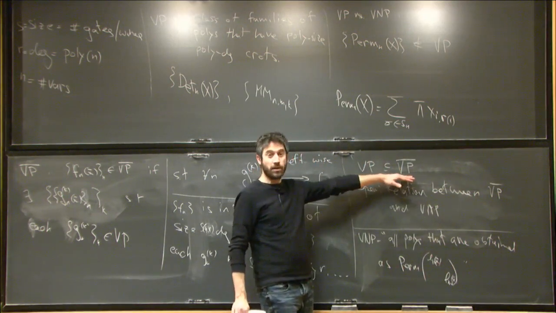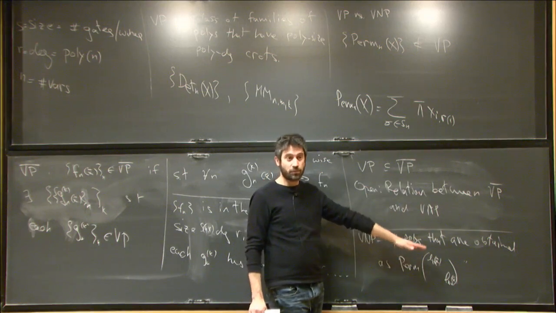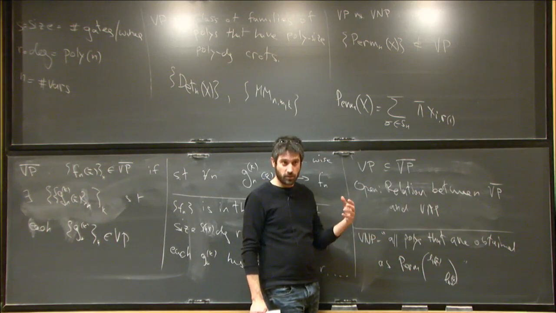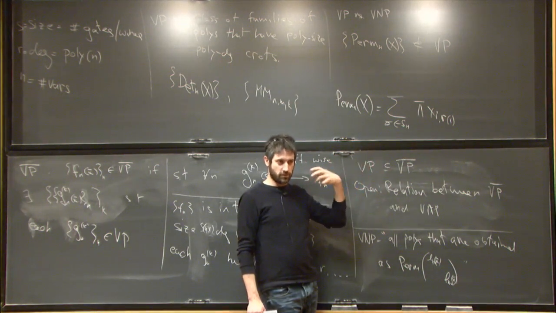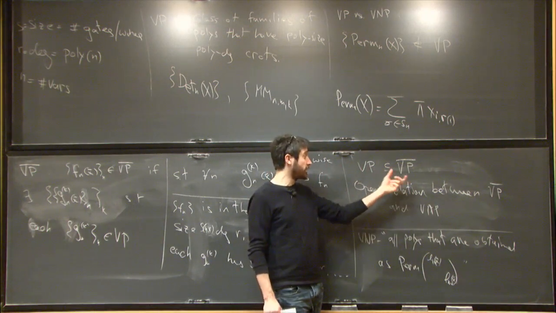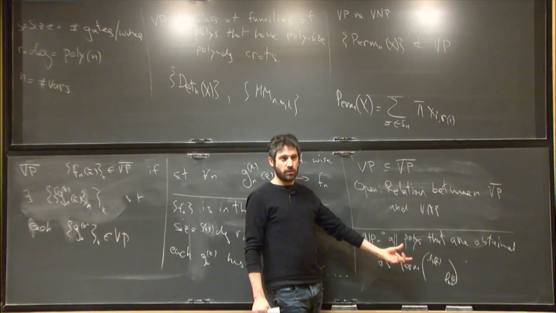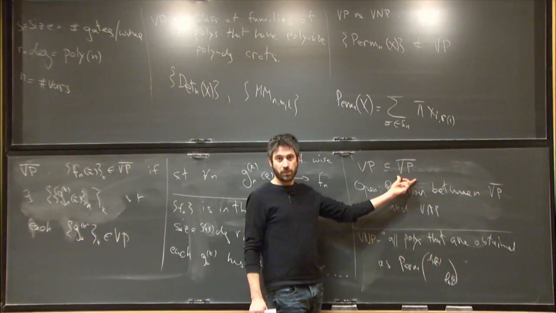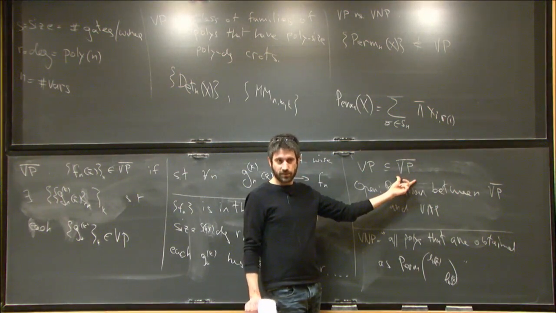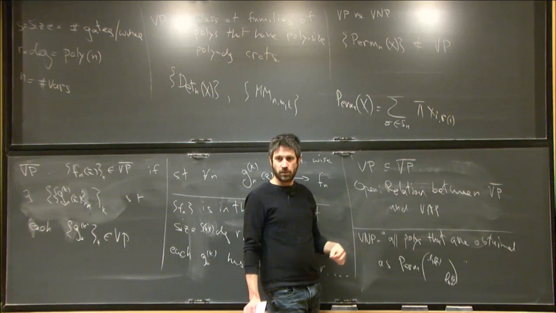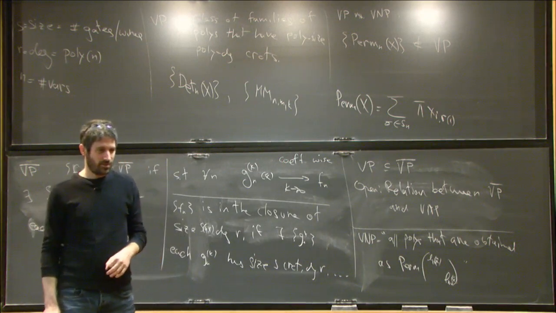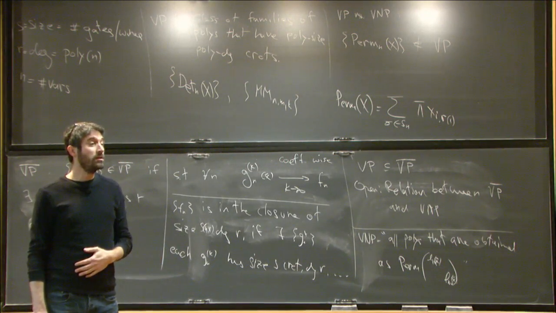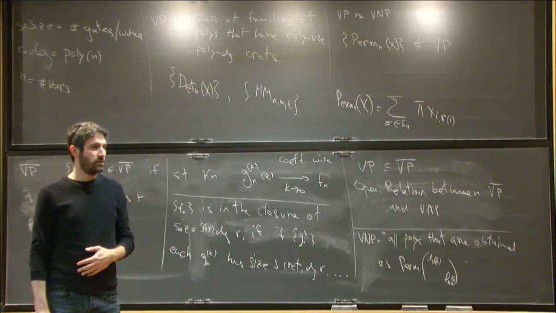So the question is whether every family that's in the limit can be described as a projection of the permanent. Maybe. We know that if you restrict the way in which you can take limits, and you can put several restrictions, then you can get that those limits are in VNP. But for the general definition of VP bar, we don't know. It can be in VNP, it's not clear. VNP, it's not clear that it's closed. If VNP was closed, then VP bar would be inside it.